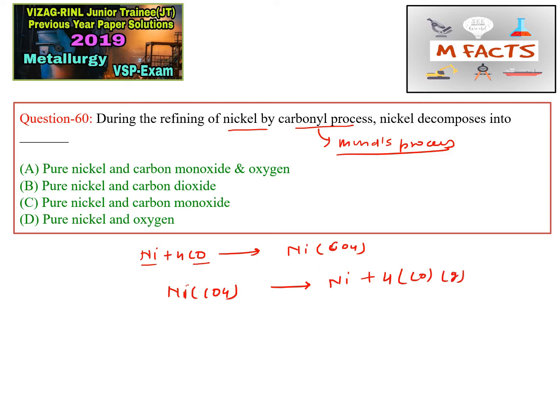Okay, so what happens? First, this impure nickel reacts with carbon monoxide, and this makes NiCO4. After that, this NiCO4 decomposes into this pure nickel and this carbon monoxide gas. So this is all Mond's process, or you can say carbonyl process. For this question, the correct answer is pure nickel. You can say that pure nickel is produced and carbon monoxide. So option C is correct for this question, pure nickel and carbon monoxide.